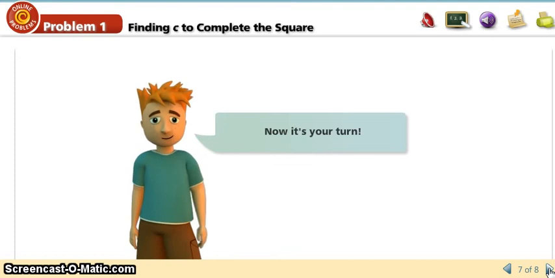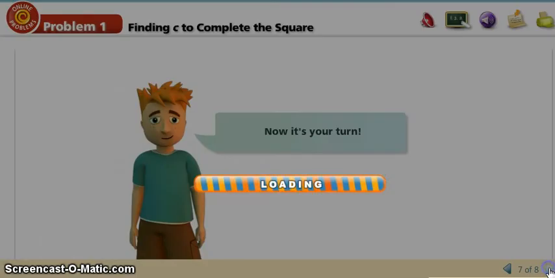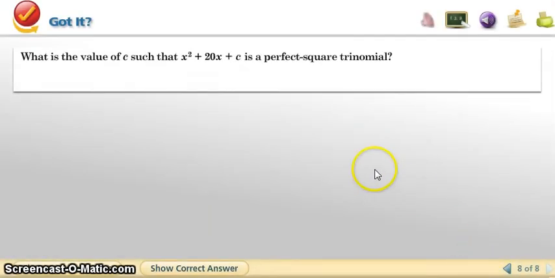Now it's your turn. In order for us to be able to continue on with completing the square, you have to be able to find C in order to make this a perfect square trinomial. All right, so I want you to take this problem, use that real easy formula to find C, and determine what the value will have to be so that that is a perfect square trinomial.